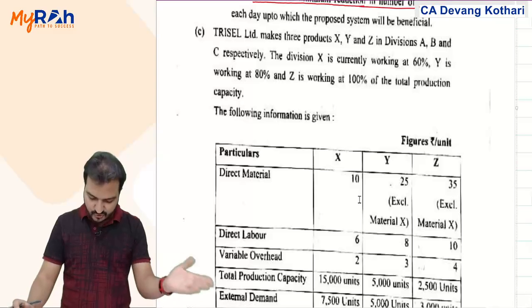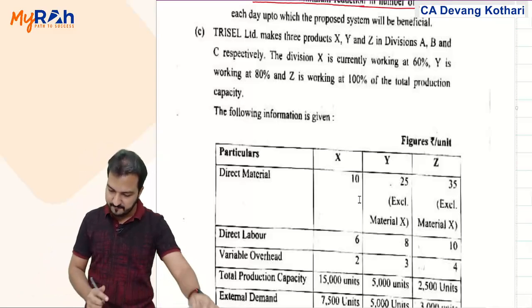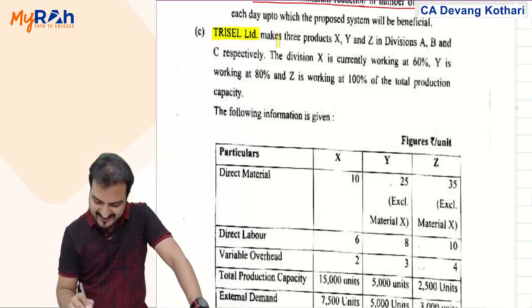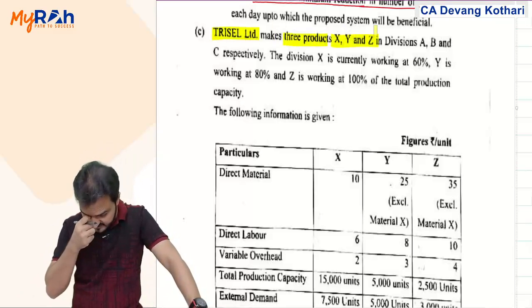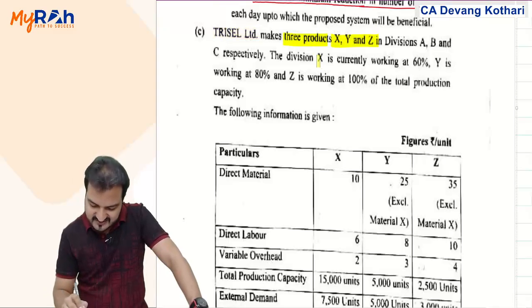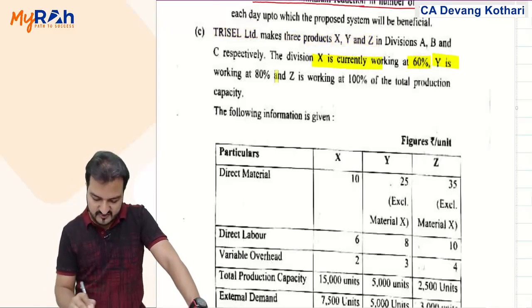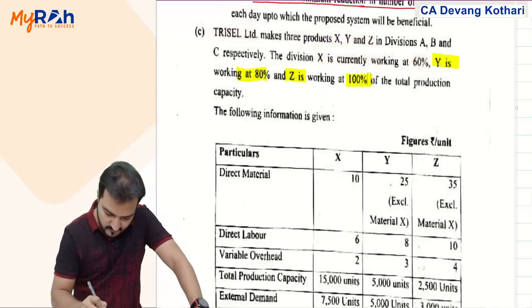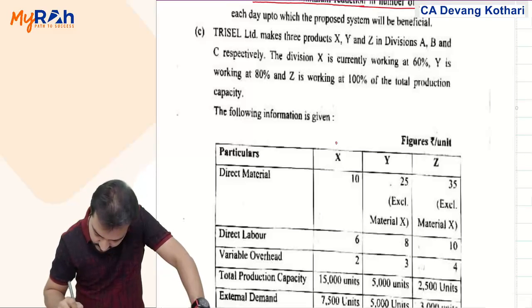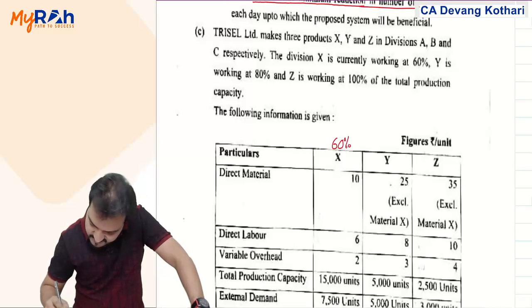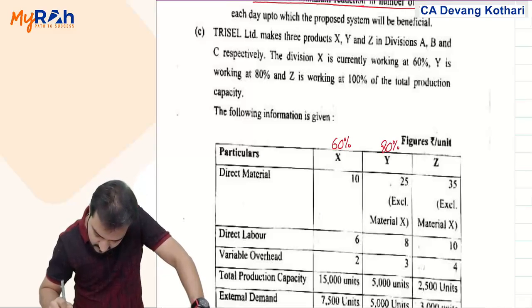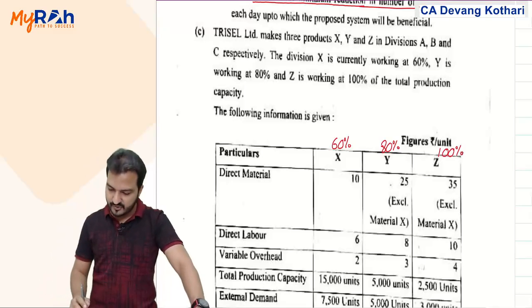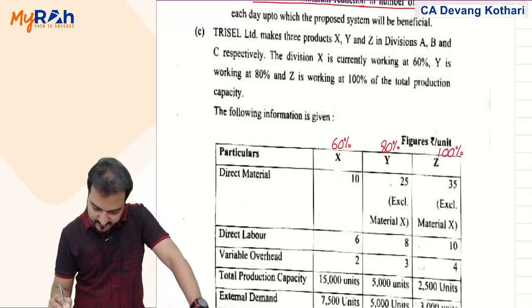And for this question, I will show you a separate working in my solution here. First, we'll read out the full question. Chrysler Limited makes 3 products X, Y, and Z in divisions A, B, and C. Division X is currently working at 60%, Y is working at 80%, Z is working at 100%. Okay, I'll just write that here. X is currently working at 60%, Y is currently working at 80%, and Z is currently working at 100% of the total production capacity.